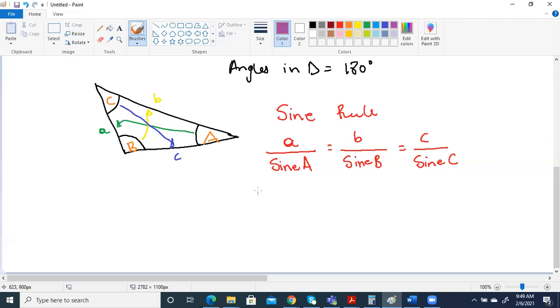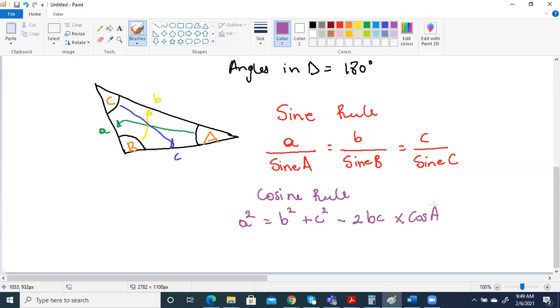The cosine rule says a squared, and that's common a, so it refers to the side, is equal to b squared plus c squared minus 2bc times the cosine of a.